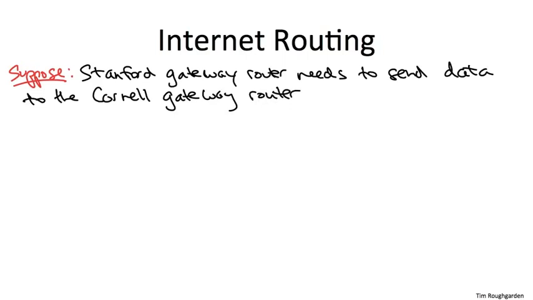Now, it's not easy to figure out exactly what the structure of the routes between Stanford and Cornell look like, but the one thing I can promise you is that there is not a direct physical link between the Stanford Gateway Router and the Cornell Gateway Router.